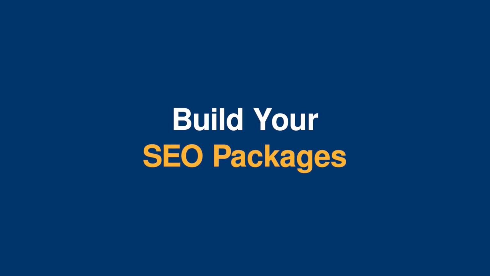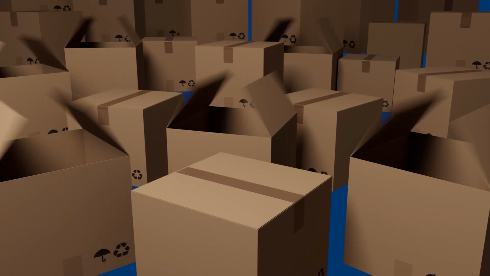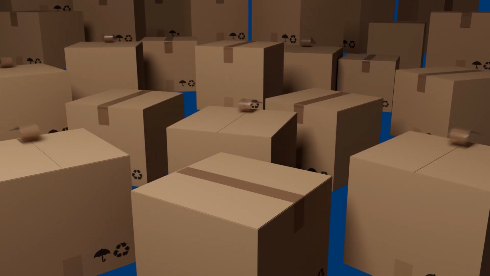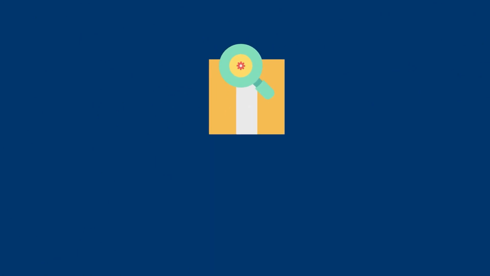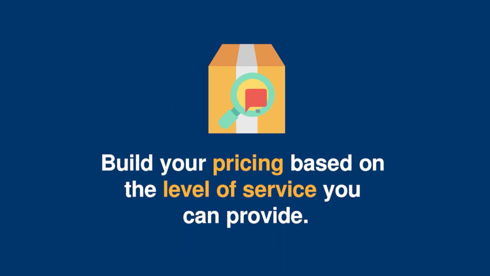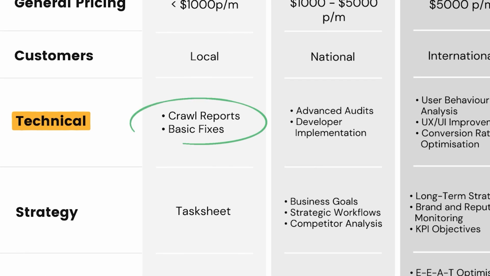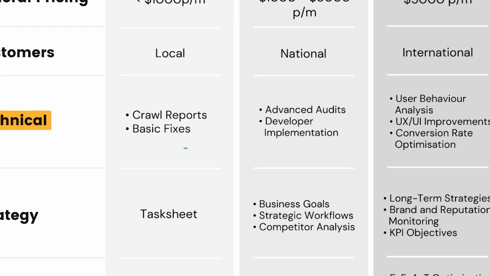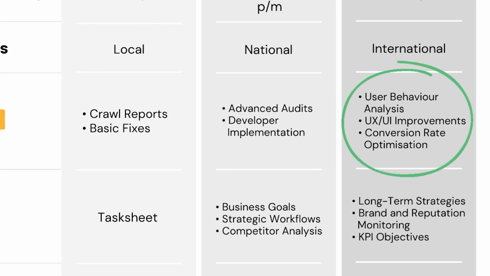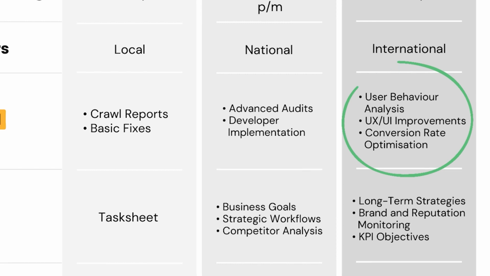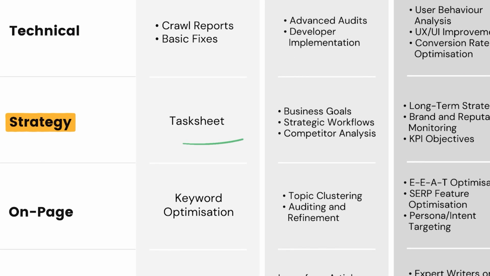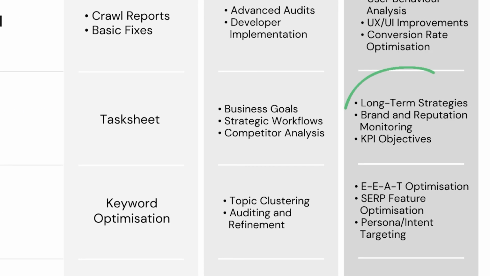Build your SEO packages. By far the most popular way to deliver SEO services is in a package-based model. Assuming you opt for package-based services, you should build your SEO packages and SEO pricing based on the level of service you can provide in each of these 6 key areas. Technical SEO. This can encompass everything from exporting basic tool reports and implementing small fixes at the low end to full-on user behavior reports, technical strategies, and extensive improvement work at the high end. Strategy. At the low end, this is basic keyword targeting, while at the high end, this will be long-term strategies with bespoke client goals.